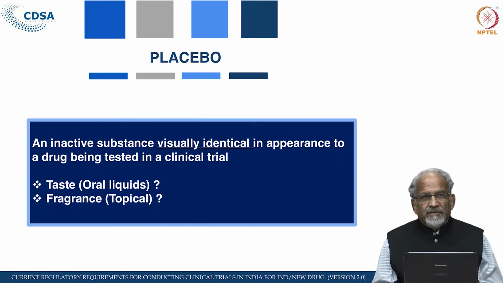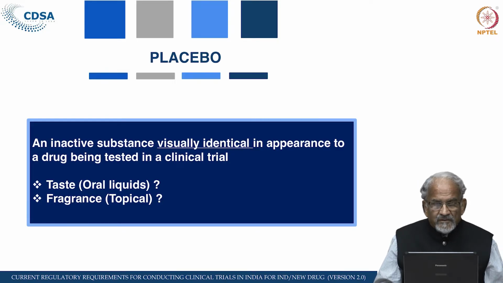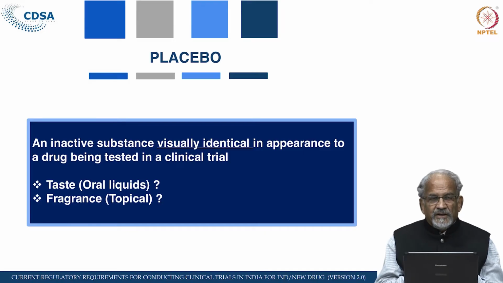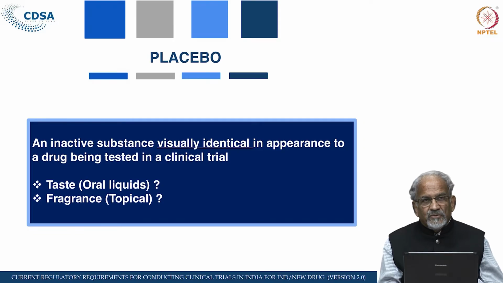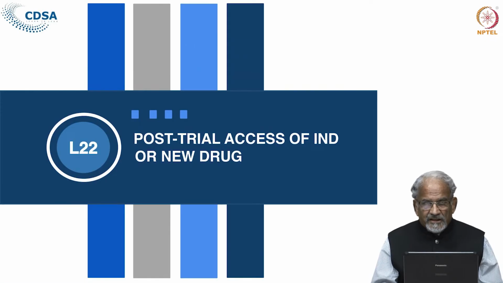Placebo has now been defined as an inactive substance visually identical in appearance to a drug being tested in clinical trial. We are still debating this, and it may be included next time, because a placebo has to be identical in taste, particularly when you are using a liquid or oral substance, or it may have a fragrance for topical application. Therefore, when making a placebo which is a liquid for oral preparation, which can give you a taste, you must consider whether to use a taste masking agent, or if it has a specific fragrance, then a masking agent for fragrance has to be added. Though this has not been defined in the regulation, a procedure has to be there for taking care of these two things as well. This has been a new addition.